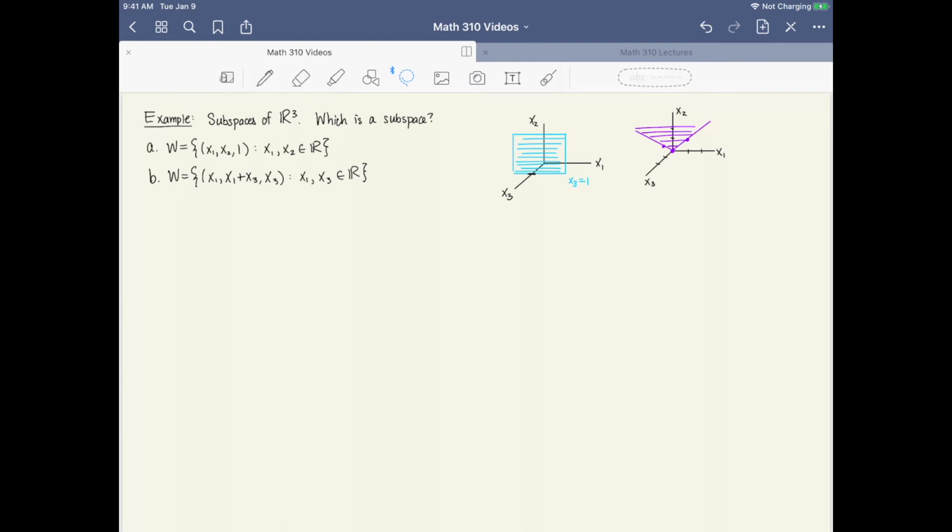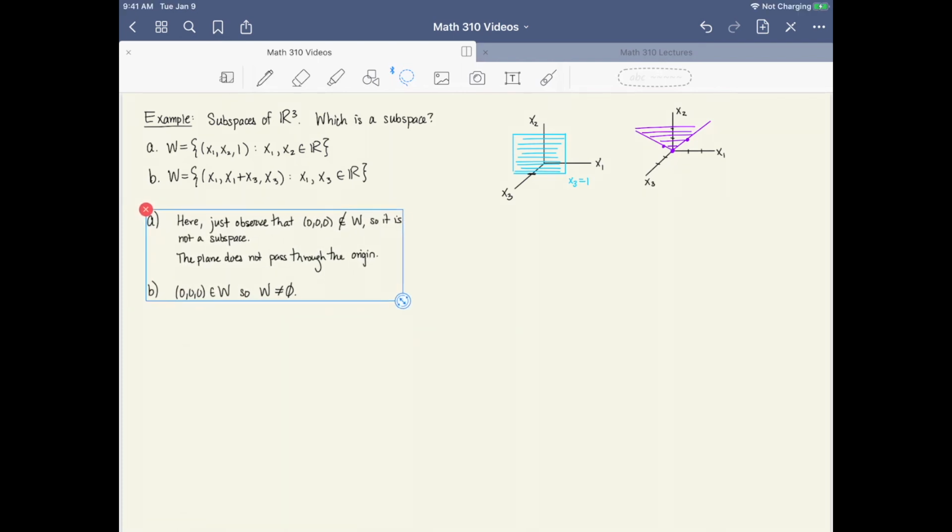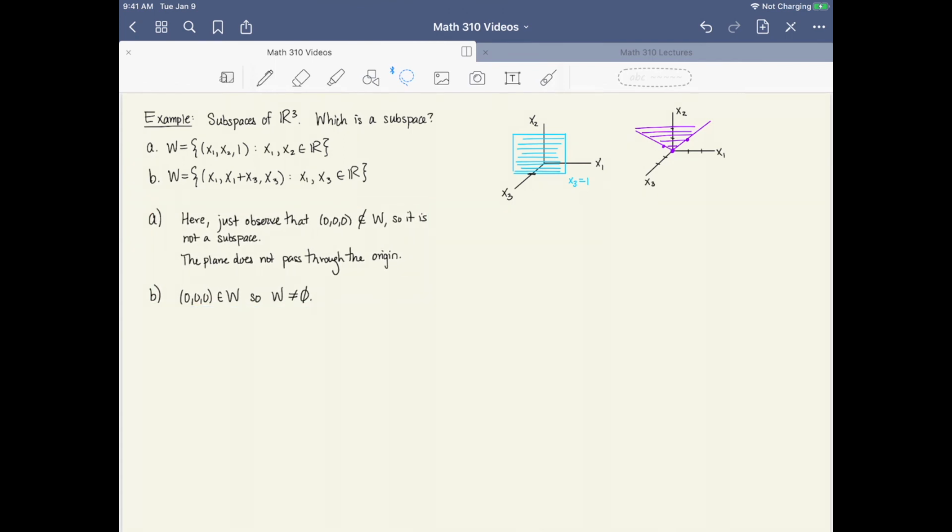But one of these planes goes through the origin and the other plane does not go through the origin. If you think about the first case, it doesn't look like it's going through the origin, but also (0, 0, 0) cannot be described as one of the points in this space because 1 is the third entry of everything here. But (0, 0, 0) is in the second set because clearly taking the first and third entries to be 0 forces the second entry to be 0. So the purple plane does go through the origin. That observation alone is enough to rule out the first example as being a vector subspace in R3. It can't be because it doesn't contain the 0 vector.